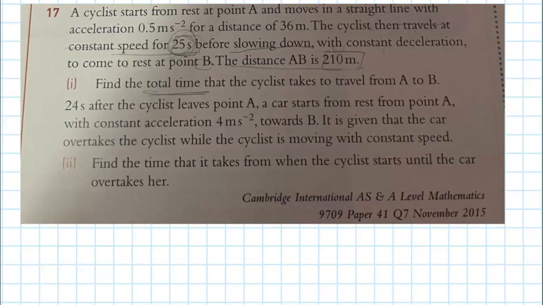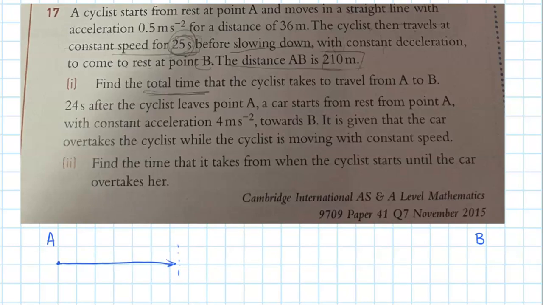All right, for question 17, we have a cyclist going from A to B, and there are three segments of this travel. The first one is they start at rest and they're accelerating the whole time. So at this point, the acceleration is 0.5, they go a distance of 36 meters, and then they travel at a constant speed for 25 seconds.